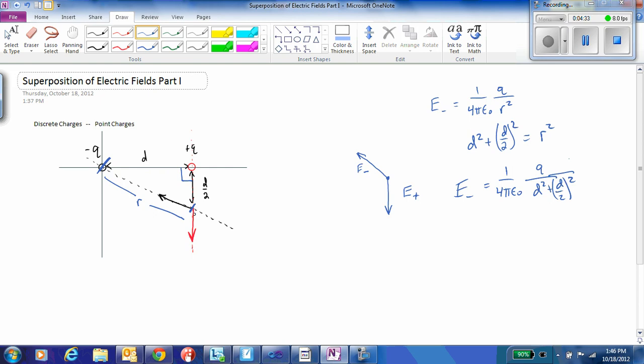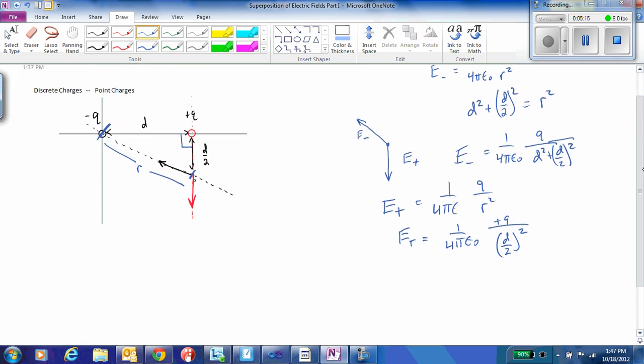Now I can do the same thing for my electric field due to the positive charge. The electric field due to the positive charge is going to equal 1 over 4 pi epsilon 0 times q over r squared. It's the exact same representation because they're both point charges. And I'm now going to put in the distance, in this case, 1 over 4 pi epsilon 0 positive q over r, where r in this case is the distance d over 2. So this is d over 2 squared. So there's my two magnitudes. I have my magnitude for my electric field due to the positive charge in this diagram, and I have my electric field due to the negative charge in this diagram.